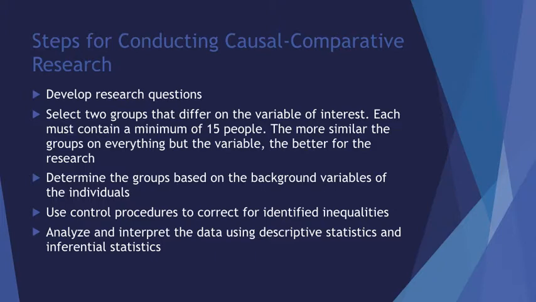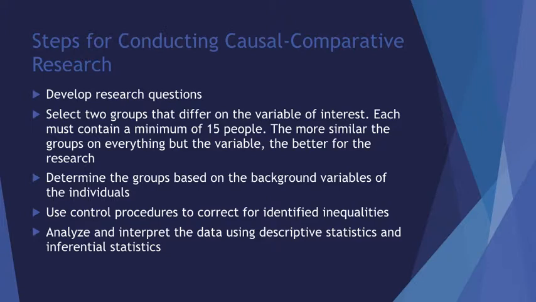Next, you should select two groups that differ on the variable of interest. You need to try to get at least a minimum of 15 people in each one of those groups. The more similar the groups are on everything but the variable, the better for the research.